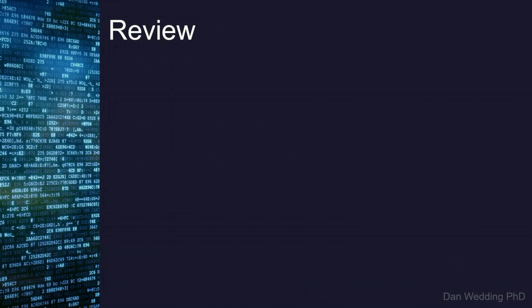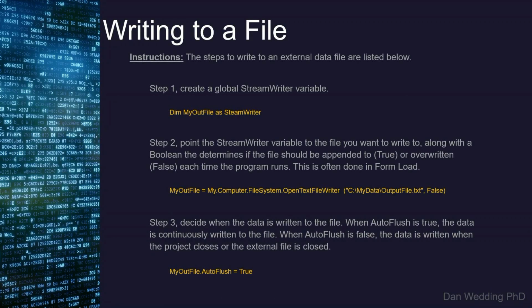In review, the steps to write to an external data file are listed below. Step 1. Create a global StreamWriter variable. Step 2. Point the StreamWriter variable to the file you want to write to, along with a Boolean that determines if the file should be appended to or overwritten each time the program runs. This is often done in form load.